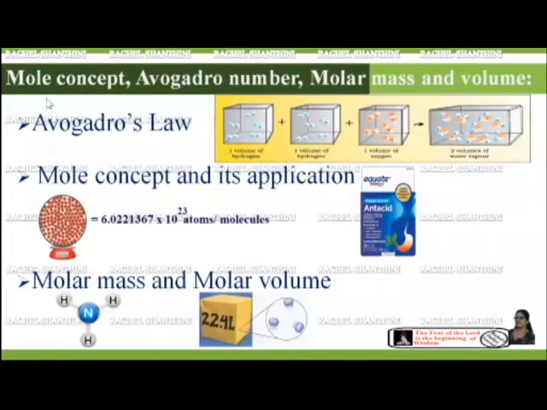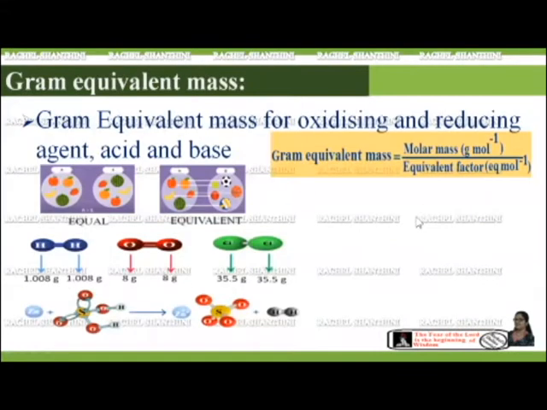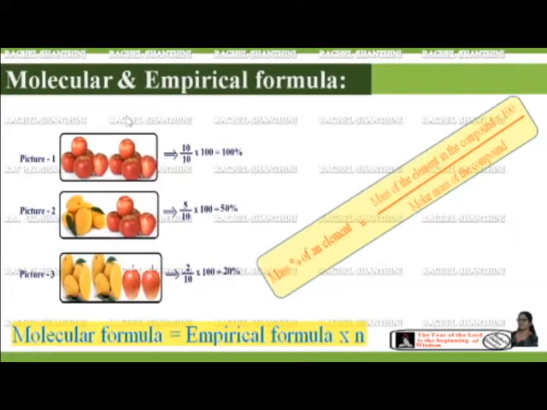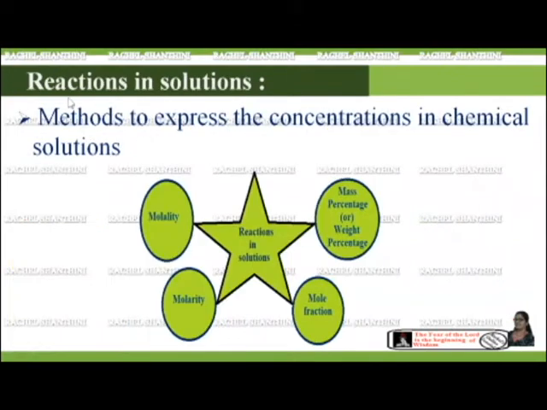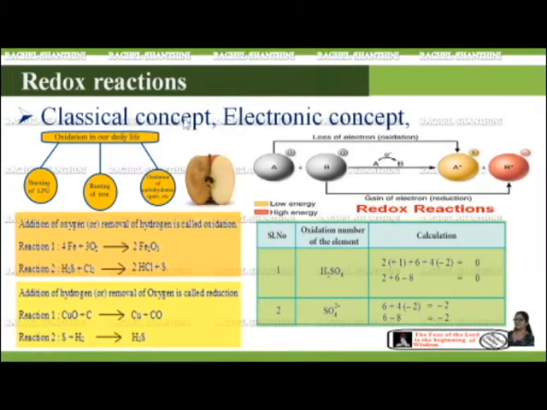In session 1.7, we discussed mole concept, Avogadro number, molar mass, and molar volume. In session 1.8, gram equivalent mass for oxidizing and reducing agent and for acids and base. In session 1.9, the molecular and empirical formula. In session 1.10, stoichiometry and its calculations. In session 1.11, the reactions in solutions. In session 1.12, we have discussed the classical concept and electronic concept of redox reactions, and how to compute the oxidation number of an element.